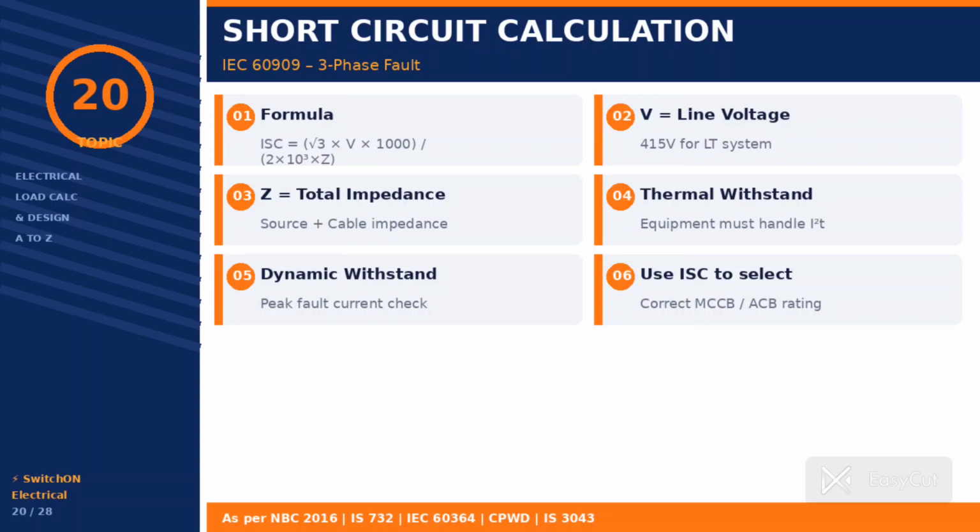Then you got all the things. You will just calculate using the formula. Then you have to check whether it is withstanding with the equipment or not. It should withstand. Dynamic withstand also you should check. Use ISC to select. That I told you, no? There is a separate formula and a separate ISC, that we can discuss later.